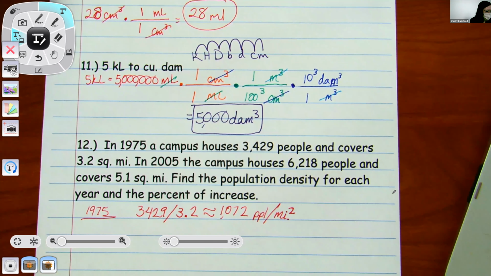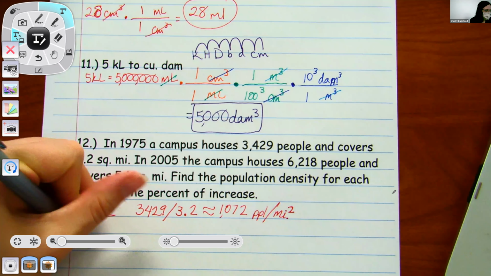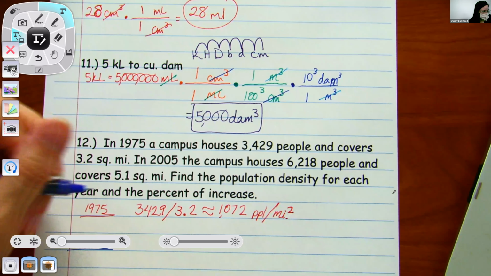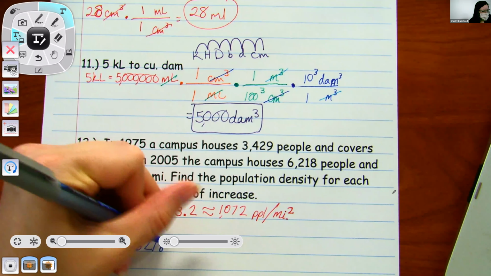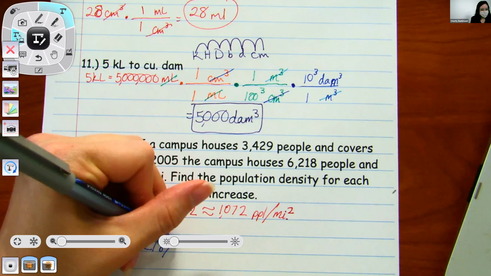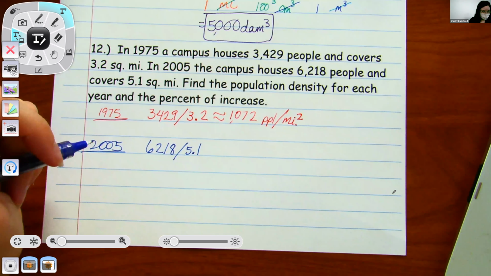All right, and then for 2005, 6218 divided by 5.1. That's approximately equal to 1219 people per square mile. So that's the population density in each of those years.